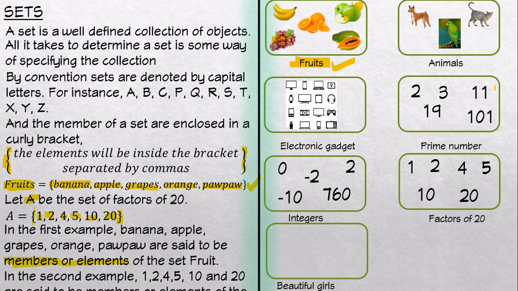So in the same case, you realize that in this set over here, the set of animals, we have the dog, we have the cat, and we have the bird. So all these are said to be members, or they are elements of the set.